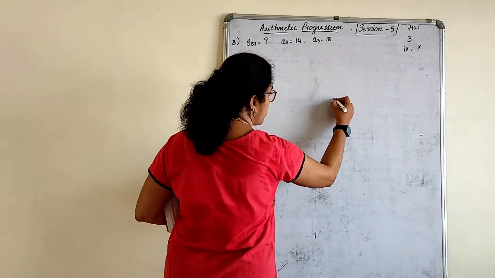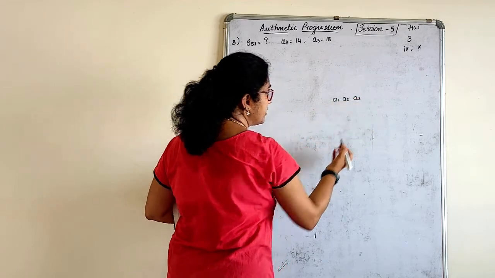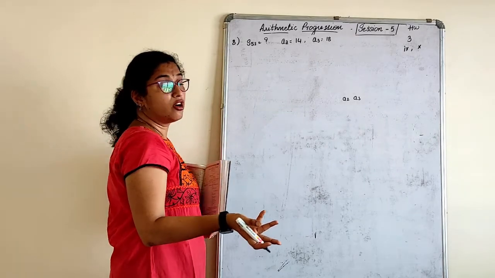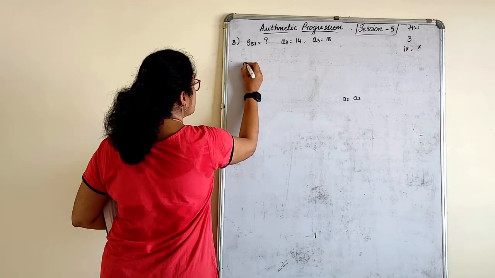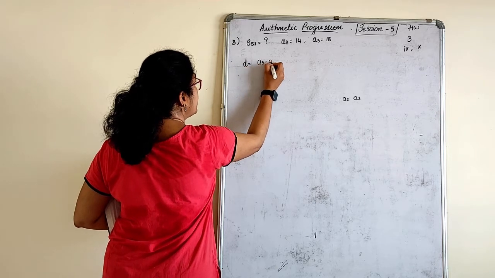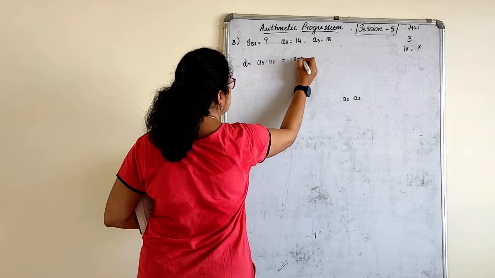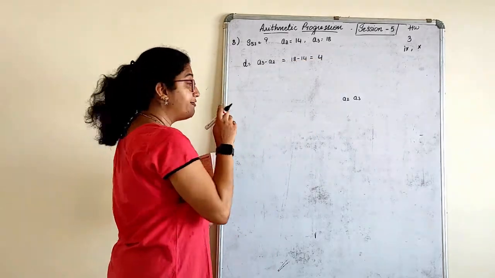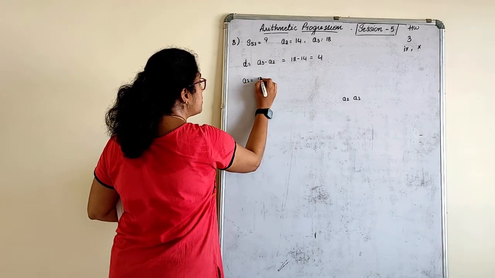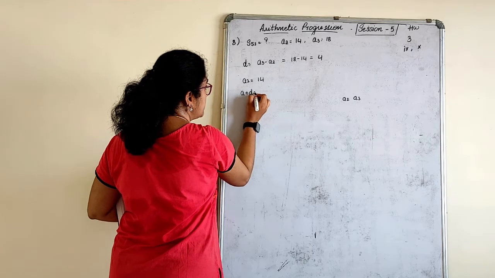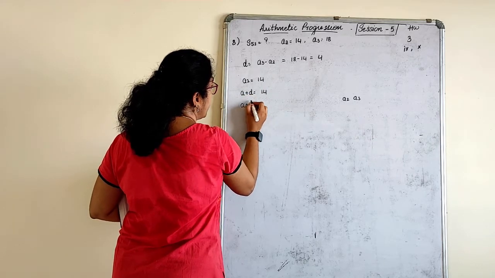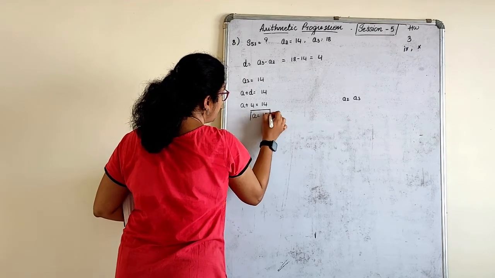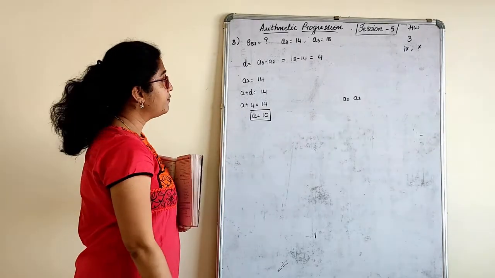We know two consecutive terms. If I know A2 and A3, I can still find the common difference. So common difference is equal to A3 minus A2, that is 18 minus 14, which is nothing but 4. I'll find A also. A2 is equal to 14, A plus D is equal to 14, A plus 4 is equal to 14, where A is equal to 14 minus 4, 10. Right? I know A, I know D.